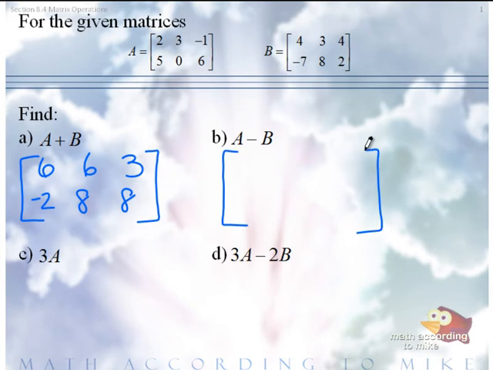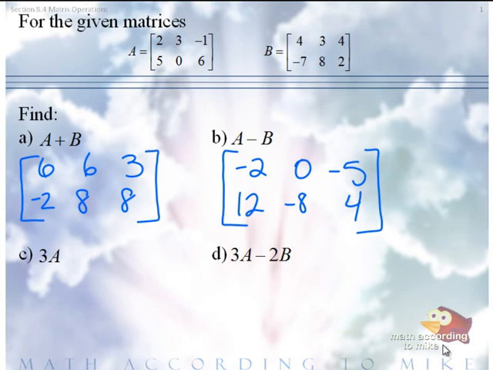What do you get? Negative 2. Negative 5. 12. Negative 8. 4. That's it.